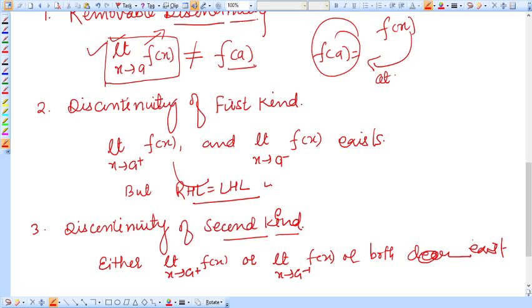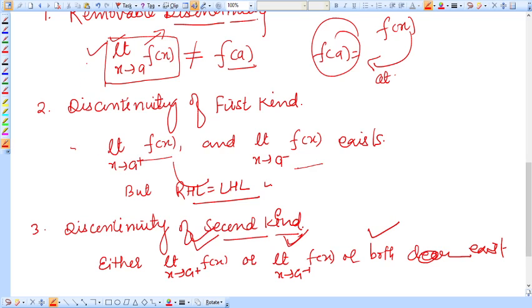या तो लेफ्ट हैंड लिमिट एग्जिस्ट नहीं करेगी या फिर राइट हैंड लिमिट, या तो राइट हैंड लिमिट एग्जिस्ट नहीं करेगी या फिर लेफ्ट हैंड लिमिट एग्जिस्ट नहीं करेगी या दोनों ही एग्जिस्ट नहीं करेंगी. सो इस तरह की अगर डिसकंटिन्यूटी आती है तो we will be saying that this is discontinuity of second kind. अगर दोनों लिमिट एग्जिस्ट करती है but they are not equal, then this is known as first type of discontinuity.